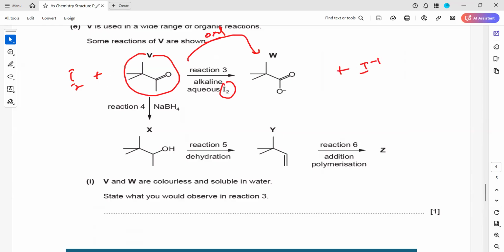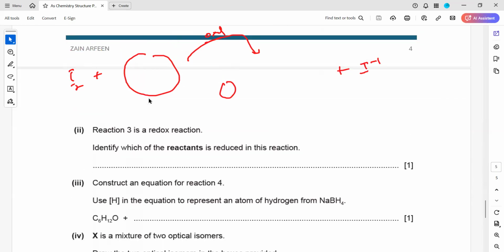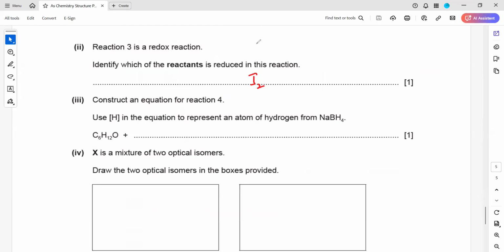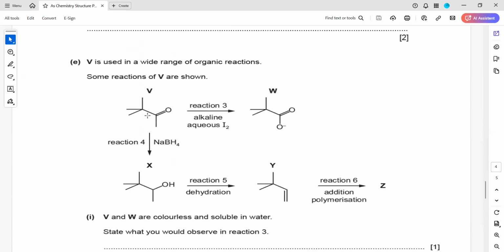And in the question, we need which reactant is reduced in the reaction. So iodine will be reduced because this ketone is being oxidized. Why do we say it is being oxidized? Because oxygen is added. If this substance is oxidized, the other reagent, aqueous alkaline, is a medium, so iodine is the other reactant. That's why the iodine is being reduced.